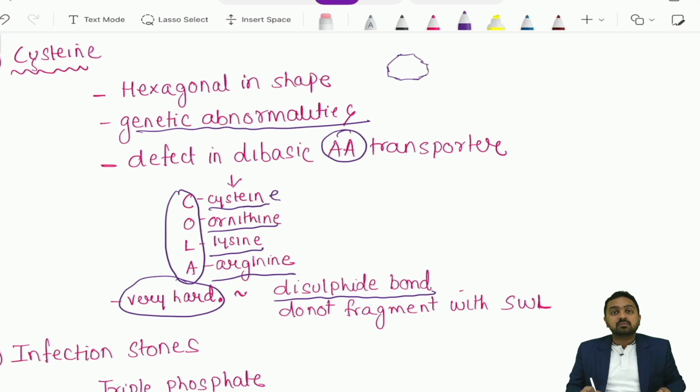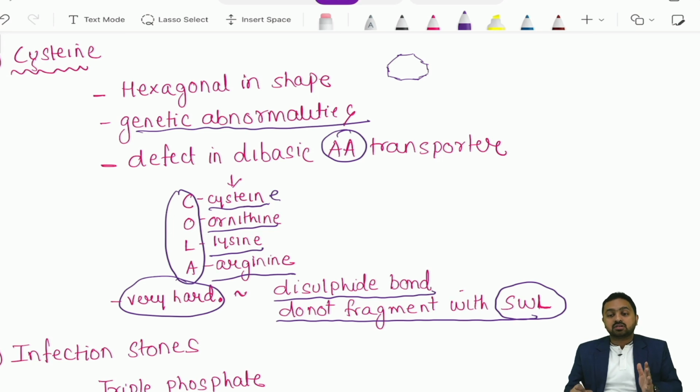And why do we need to remember this? Because they will not easily fragment with shock wave lithotripsy. So, when reading the management, please remember, if you diagnose the patient and think the patient to be having a cystine stone, ESWL shall not work on it.